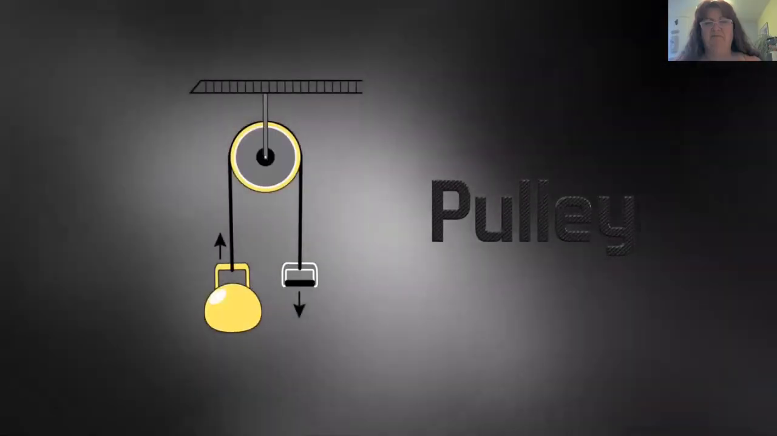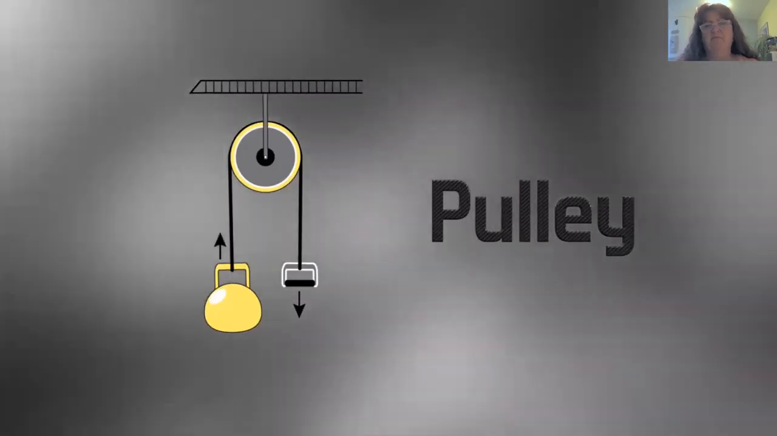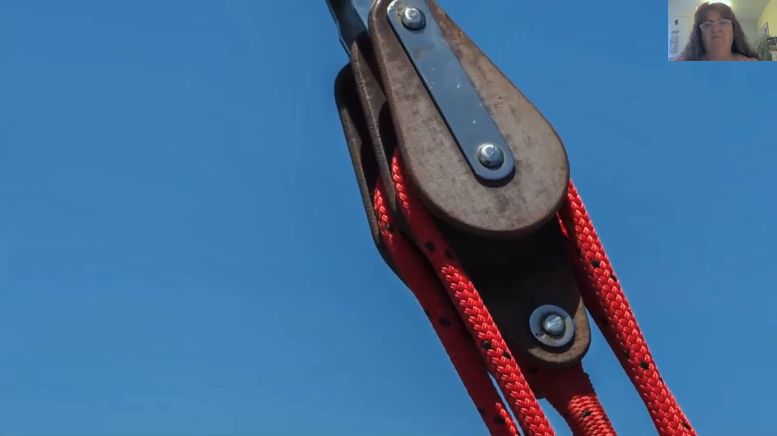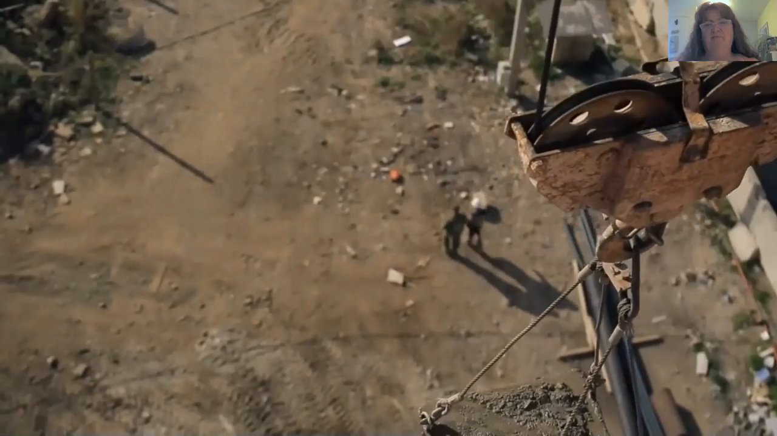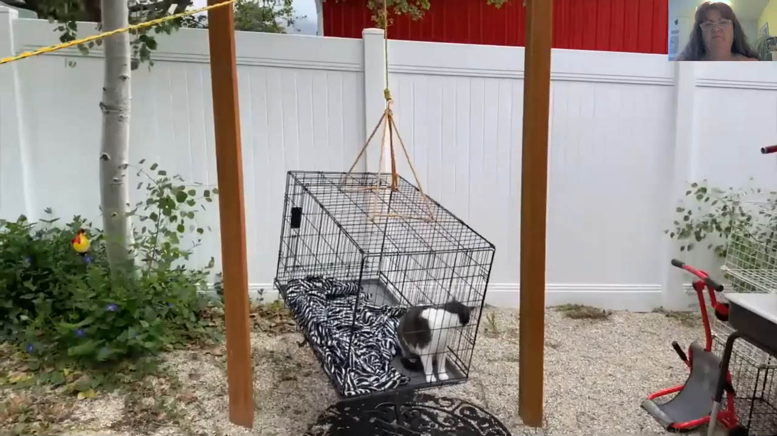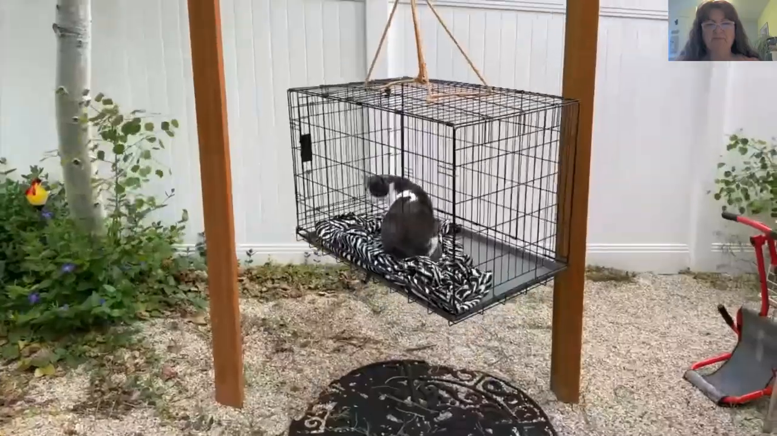Which brings us to the final simple machine. Last of all, but not the least of all, the pulley. The pulley is like a wheel but with a groove. With a couple of pulleys and a rope, you can exhibit superhuman strength. Look at this example of Mr. Kitty getting pulled up by a pulley.